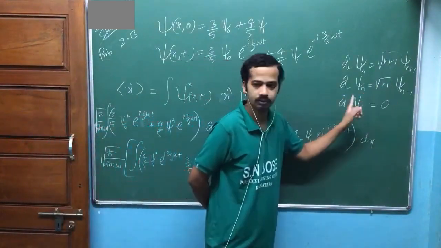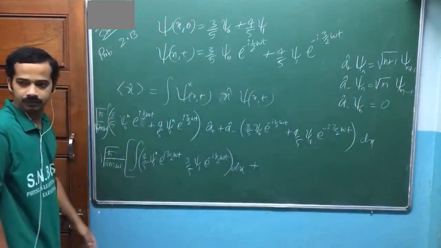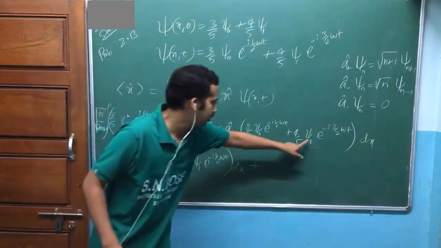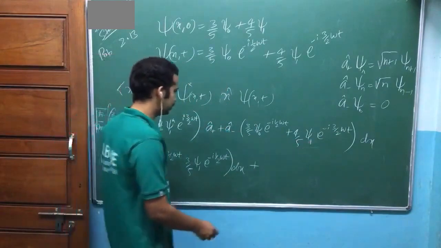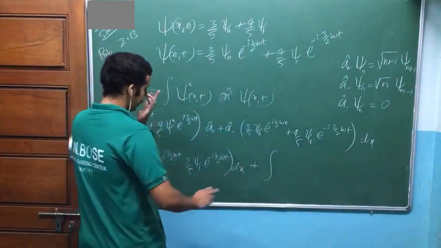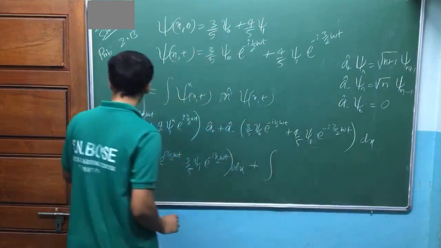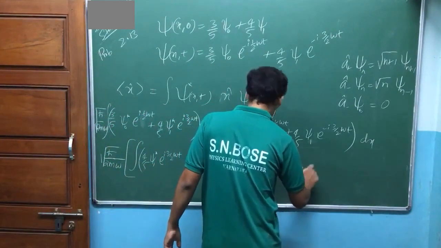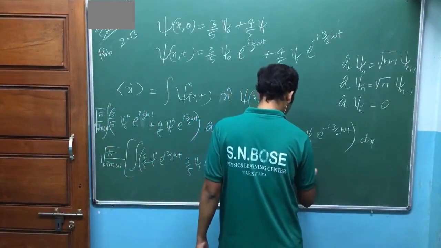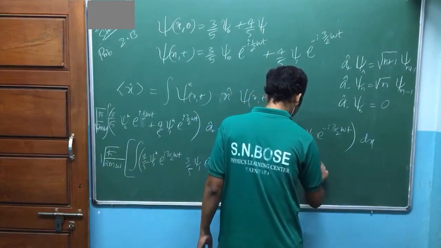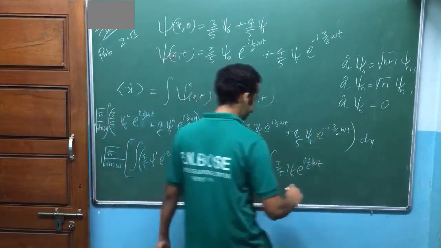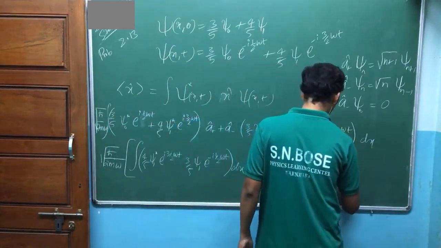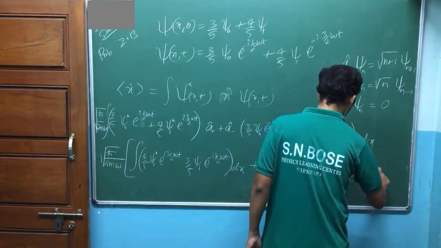So that is psi 0, root 1 into psi 0. Okay? Root n into state n minus 1. So when you operate this one, this will become psi 0. This will have non-zero inner product with this one, that is 3 by 5 psi 0 e power i 1 by 2 omega t, isn't it? 1 by 2 omega t, into 4 by 5 psi 1 e power minus i 3 by 2 omega t.